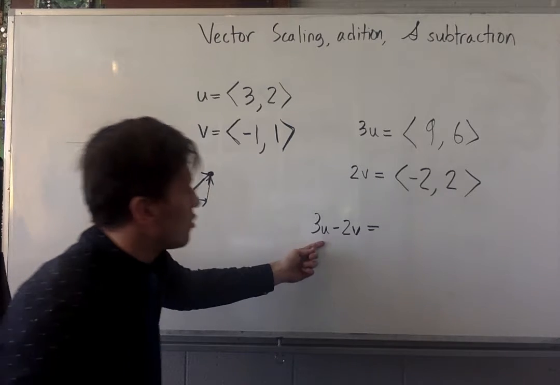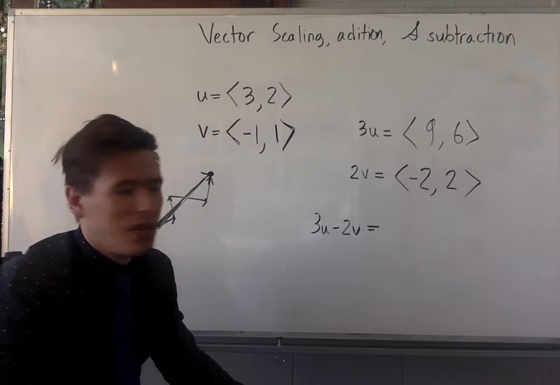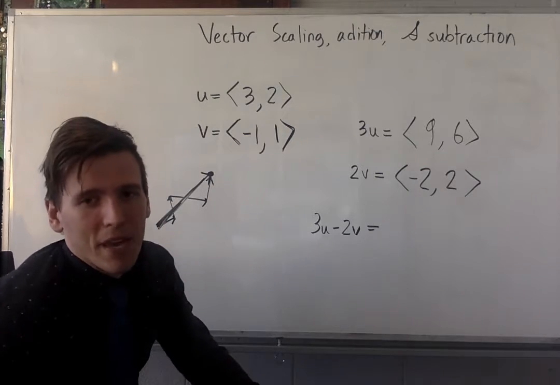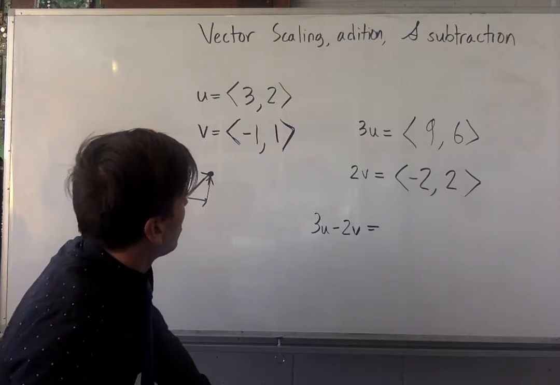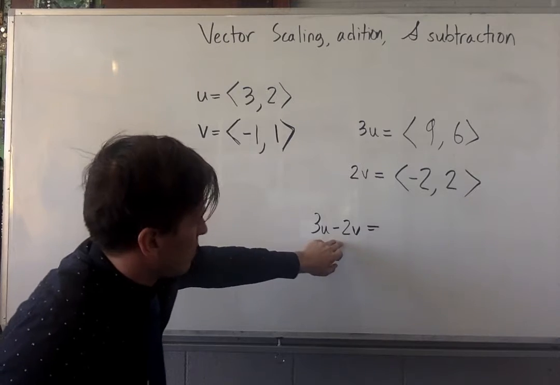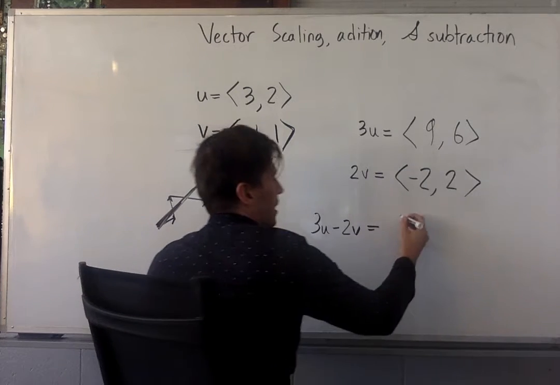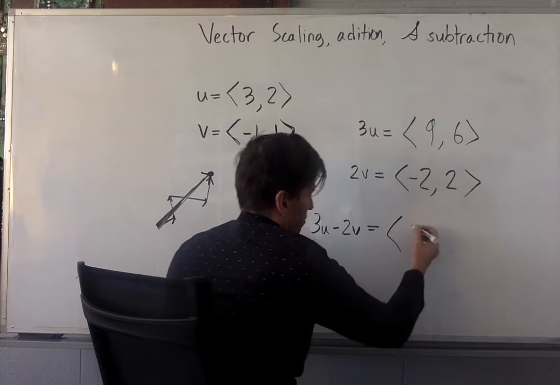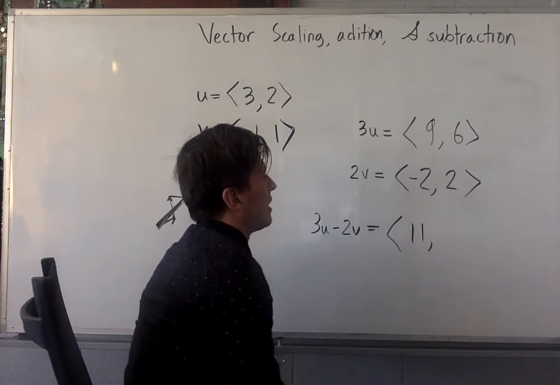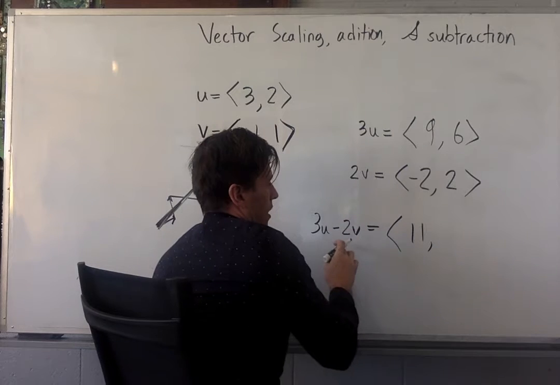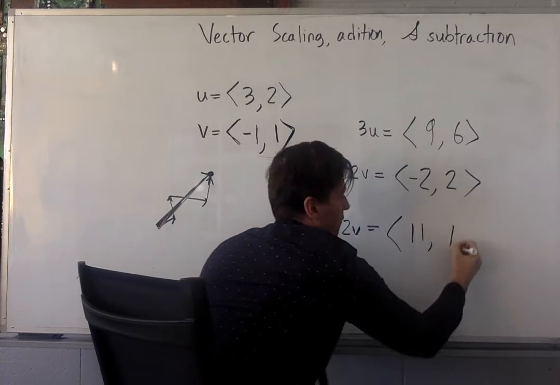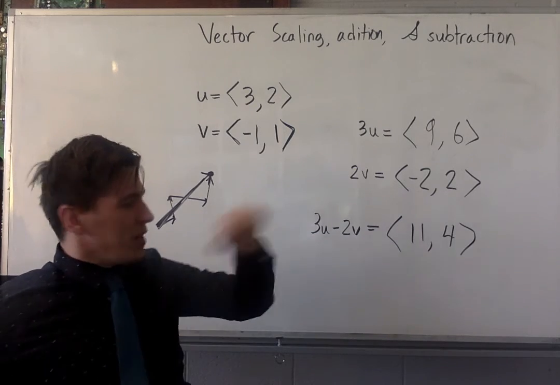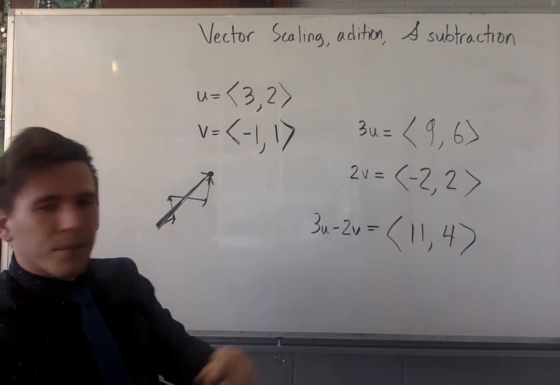So instead of doing 3 individual u's and subtracting out 2 individual v's, we can find the resultant vector of all these things put together, and we'll have a big final vector. So the resultant vector of adding 3u and subtracting 2v is going to be 9 minus -2, so that'd be 9 plus 2, so that'd be 11, and 6 minus +2, because we're subtracting again, so that means 4. So the vector 3u minus 2v is 11 comma 4. Straightforward.